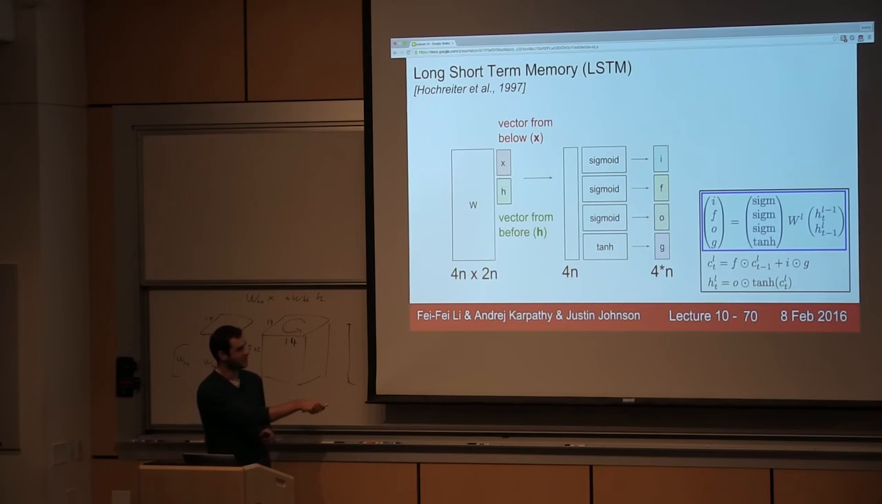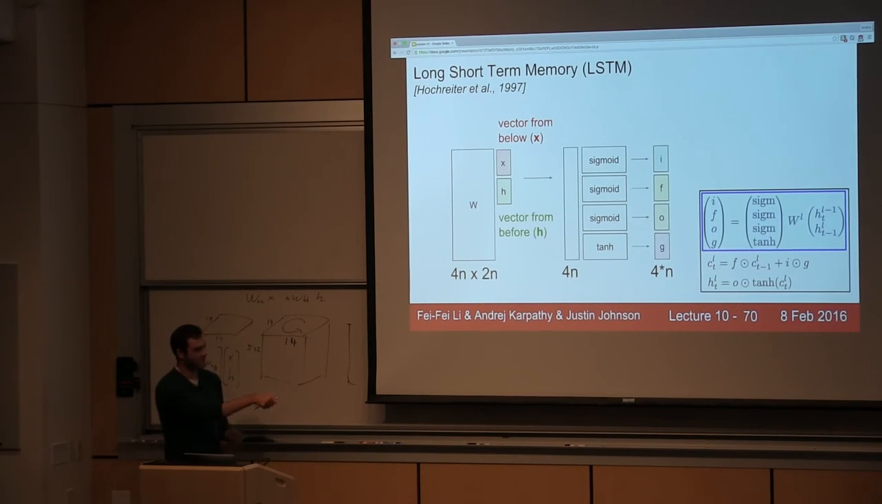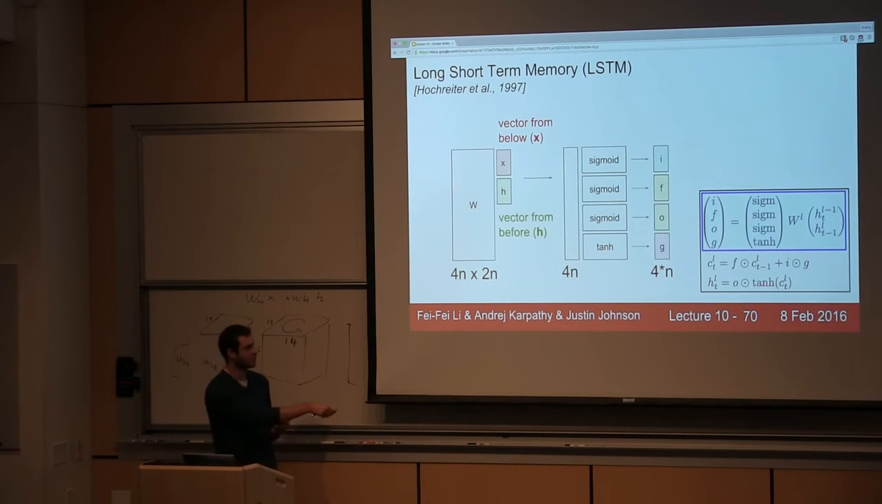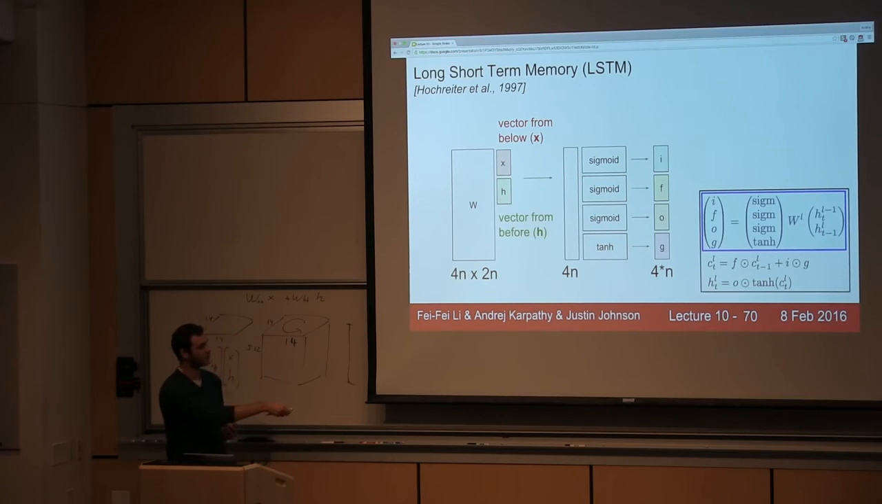And then the hidden update ends up being a squashed cell, so tanh of C, squashed cell that is modulated by this output gate. So only some of the cell state ends up leaking into the hidden state as modulated by this vector O. So we only choose to reveal some of the cells into the hidden state in a learnable way there.